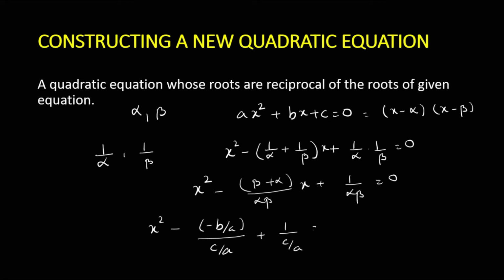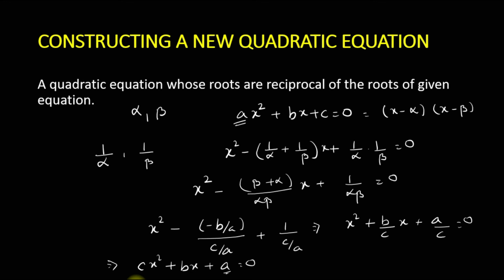So further we can write this as nothing but x square plus b over c into x plus a over c, equal to 0. So the equation becomes c x square plus b x plus a equal to 0. So what we see here is that the coefficient of x square becomes the constant term, that is this a comes here, and the constant term becomes the coefficient of x square, that is c.